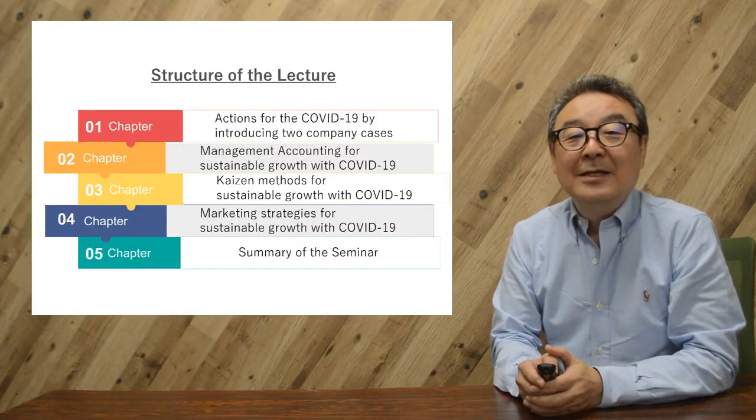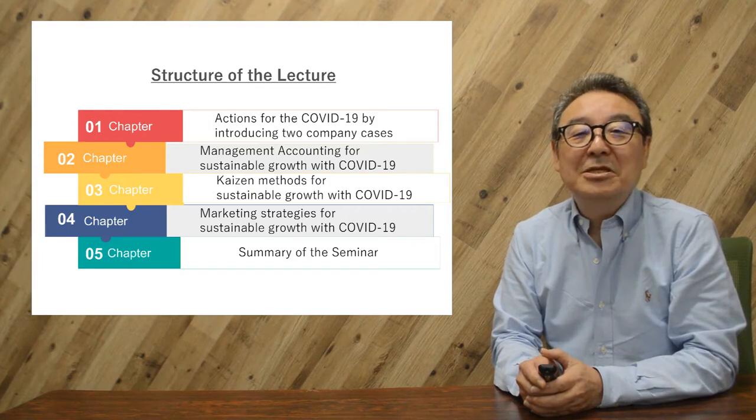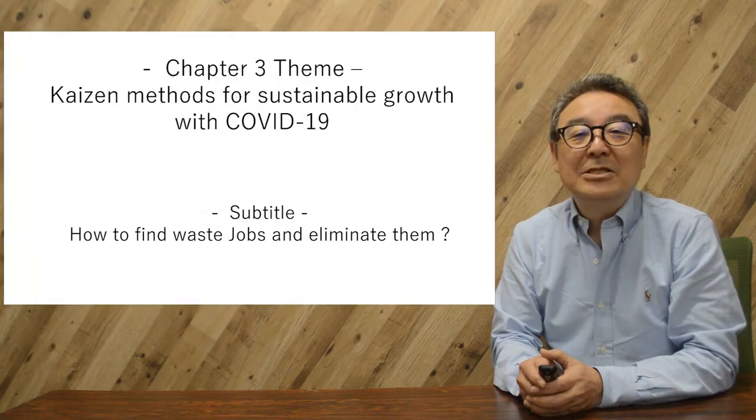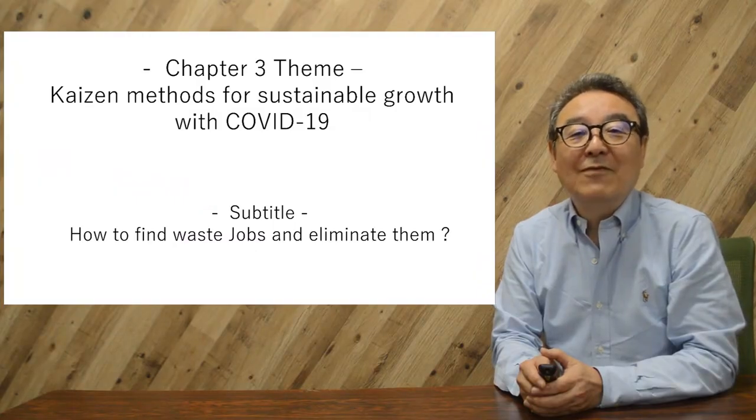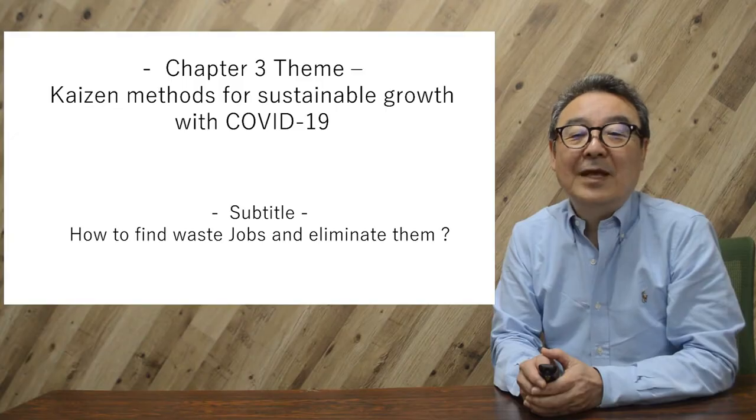My name is Kakiuchi. I'm an SME management consultant in Japan and an expert of JICA. The structure of the lecture is like this. Today's session is Chapter 3, theme: Kaizen Method for Sustainable Growth with COVID-19. The subtitle is How to Find Waste and How to Eliminate Them.